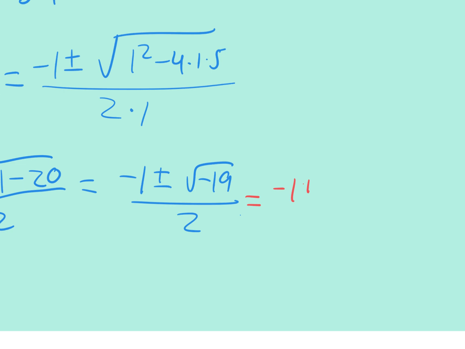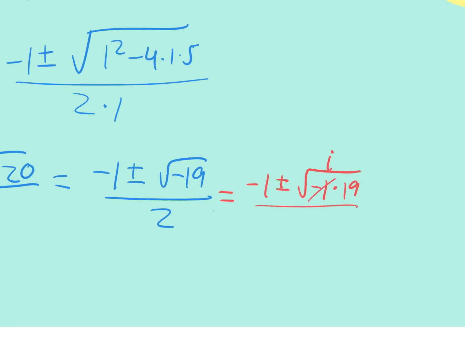Right, so this is the same as negative 1 plus or minus the square root of negative 1 times 19. And then here you should see that the square root of negative 1 becomes i. And then 19 can't simplify under the radical. All right, so we should get negative 1 plus or minus i square root of 19 over 2. And you can leave it like this.